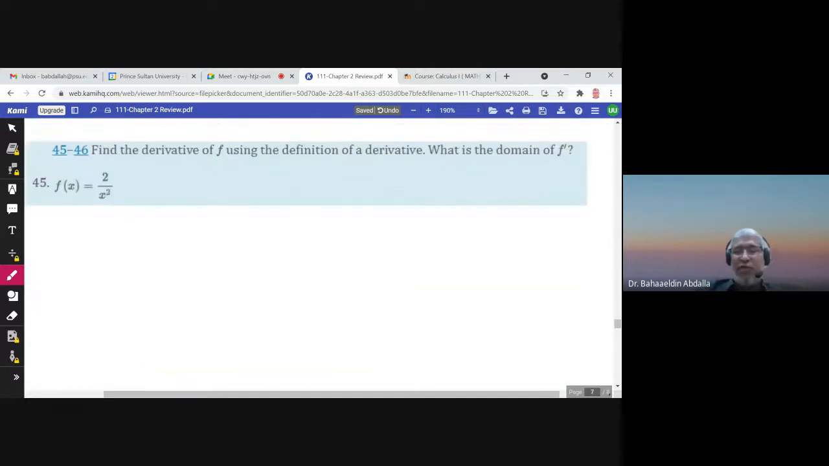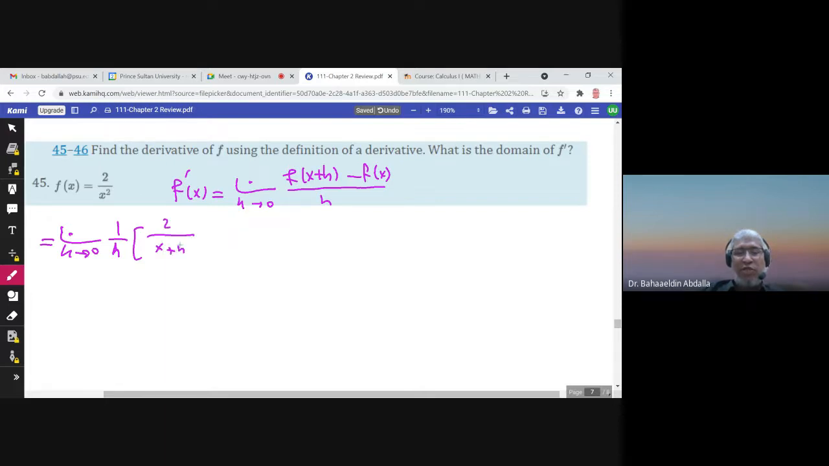Find the derivative using the definition of derivative. Well, the definition of derivative, f prime of x equals the limit of f of x plus h minus f of x over h when h approaches 0. What is f of x plus h? I have a fraction, so I'll take 1 over h outside. f of x plus h is 2 over x plus h squared. I replace x by x plus h, minus f of x, which is 2 over x squared.